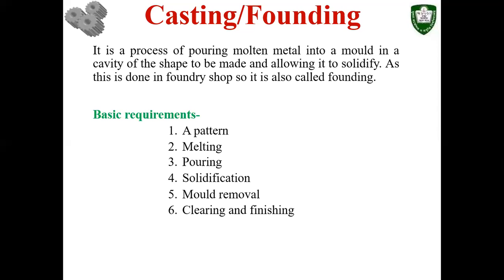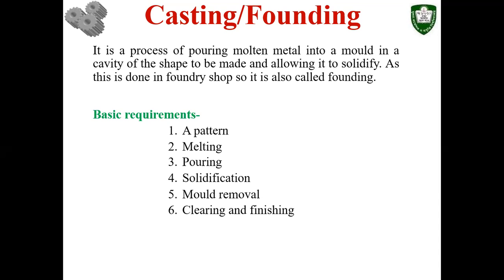In the formal definition, we can say it is a process of pouring molten metal into a mold. Mold means the cavity, the whole system including the cavity, in the shape to be made, whatever shape we want to make, and allowing it to solidify for some time. Since it is done in the foundry shop, the shop or workshop where the casting is done is normally called a foundry shop, and another name for casting is also founding. It can be casting or it can be founding.